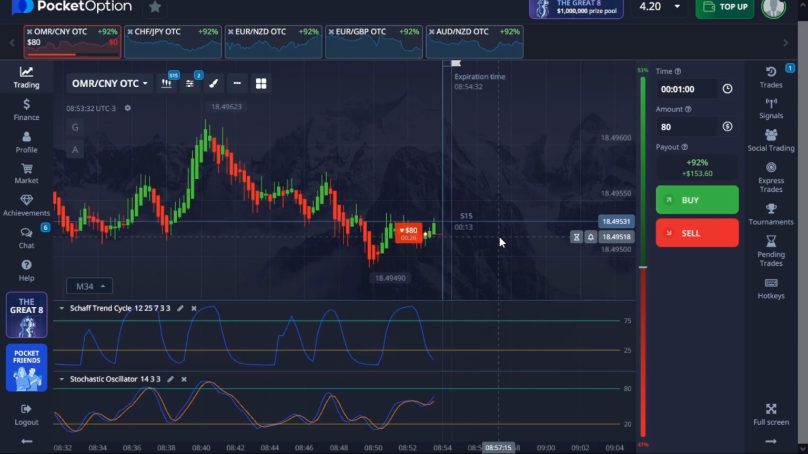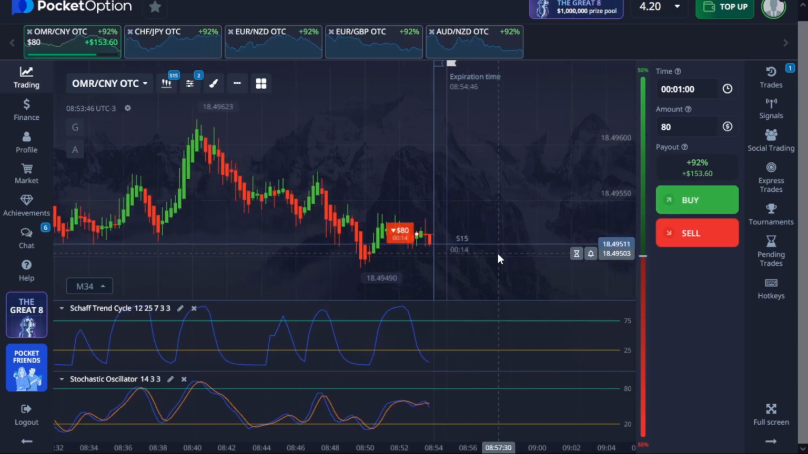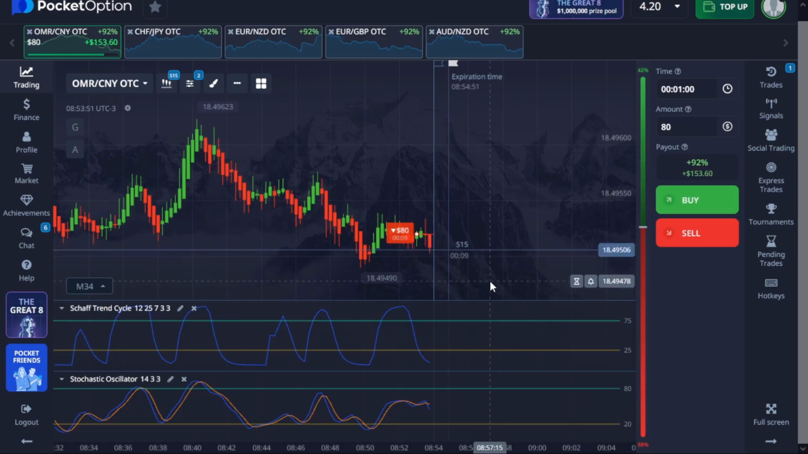Remember that OTC market pairs are volatile, not stable, right? Sometimes it may not take an entry and, look, it's wrong because of the jump.